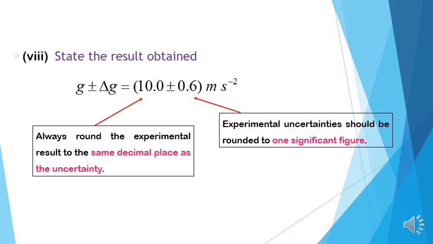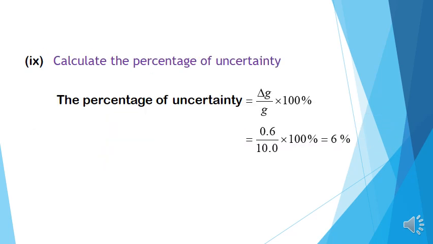Therefore, the result obtained for the acceleration due to gravity for the simple pendulum at small amplitude, which is less than 10 degrees, is 10.0 plus minus 0.6 meter per second squared. The experimental uncertainties should be rounded to one significant figure, and always round the experimental result to the same decimal place as the uncertainty.